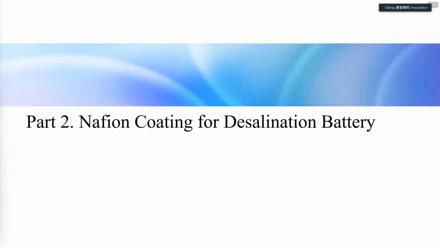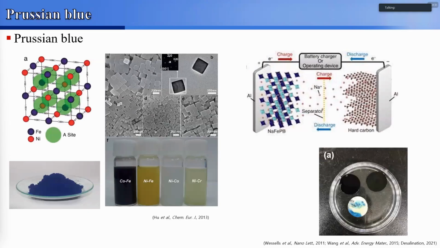Now that we have covered SOC control for return recovery, let's move on to surface coating for the desalination battery. Prussian blue is a well-known material for adsorption, and it also shows electrochemical performance of redox reaction. So it is widely used for battery technologies such as sodium-ion batteries.